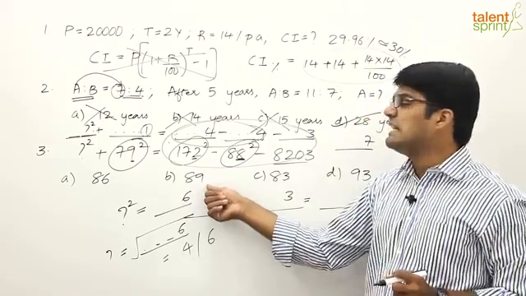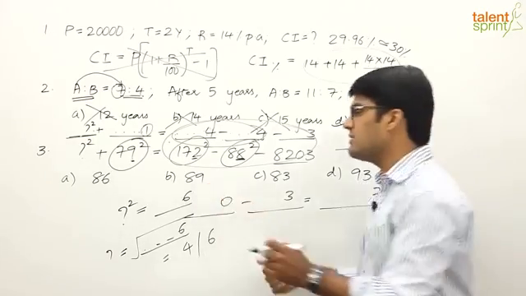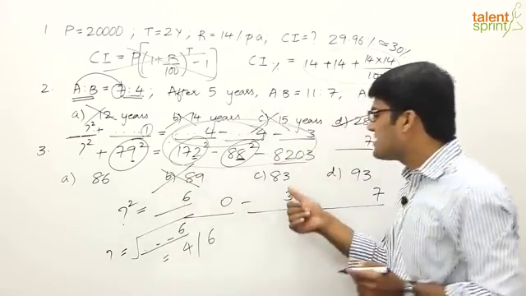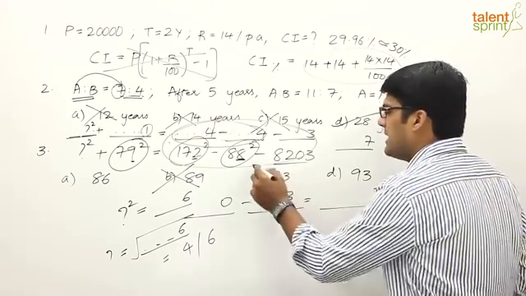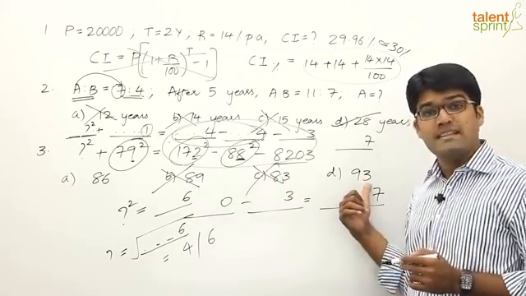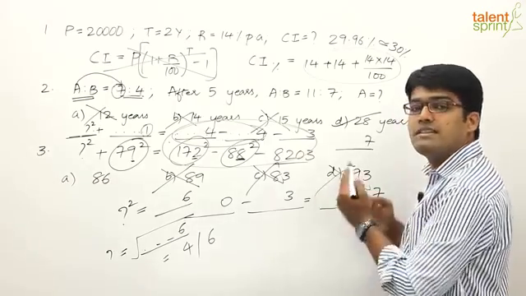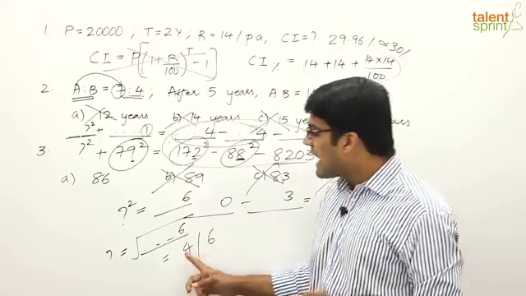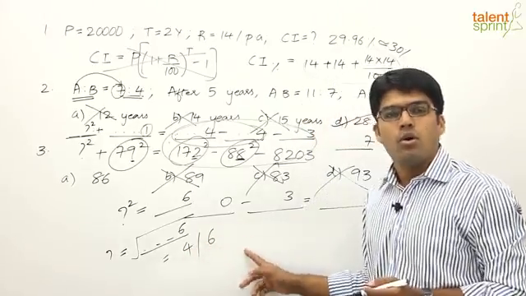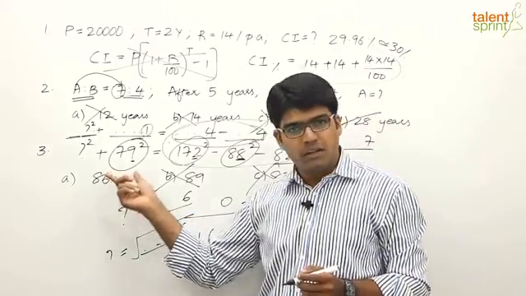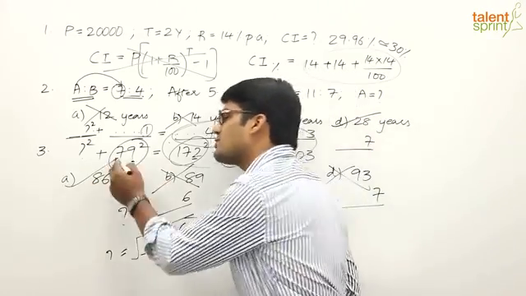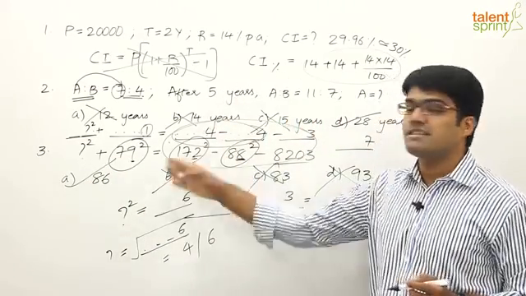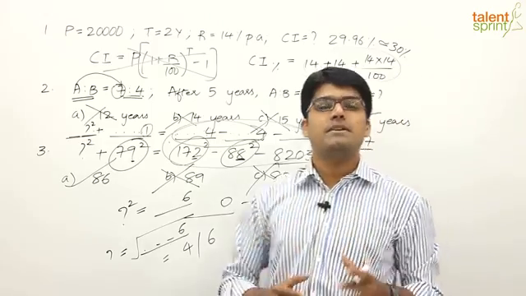Look at option B, ends in 9. Can this be the correct answer? No, eliminated. Option C ends in 3, eliminated. Option D also ends in 3, eliminated. So we see that options B, C and D cannot be the correct answers, because the correct answer has to end in either 4 or 6. And now that we are left with only one choice, it has to be the correct answer. So the answer for this question is 86, following the elimination method.